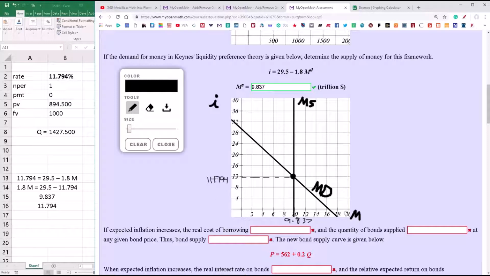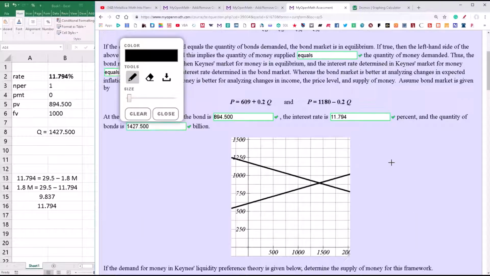And the interest rate is the same in the market for money as it is up here. And so you get the price here. When you plug the price into your rate equation, you get an interest rate of that. So they're the same. Okay. So we'll clear it.